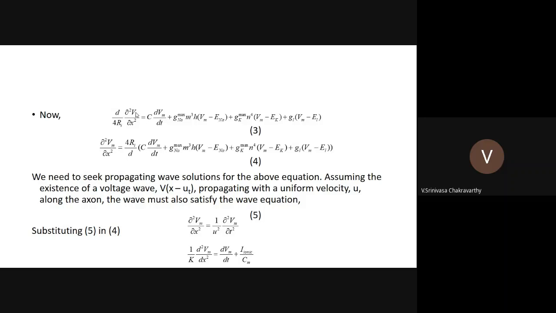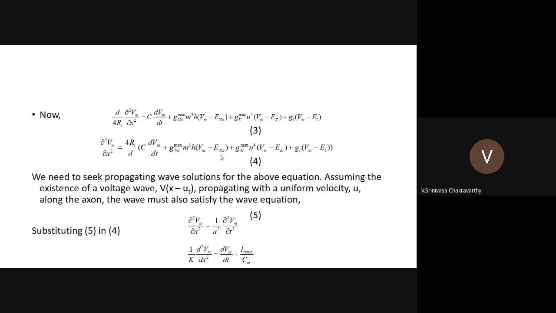Right, of the axon. So if you are looking at one point in the axon, what is the current coming from the neighboring locations? That's what gives you the propagation, and that is coming because of this spatial derivative term. So you plug this in and then move this factor to the right side. You take 4 Ri by d to the right side. You get this final equation.